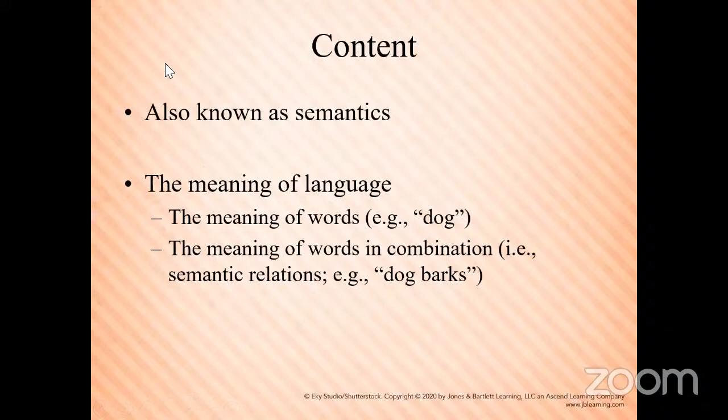As I said, the 3 aspects of language: the semantics or content, the meaning of the language, the meaning of the words. Dog doesn't suggest anything else, but we know that it is an animal which has fur, barks, and is domesticated. The meaning of words in combination: the dog barks, the cat meows, and what the elephant does, and all the other sounds which you can correlate with the animals.